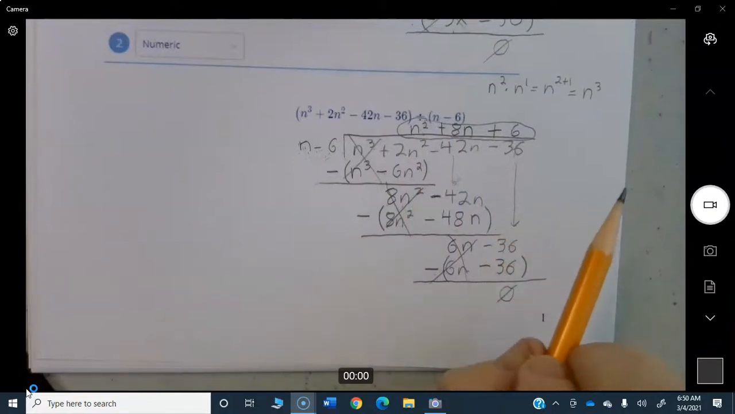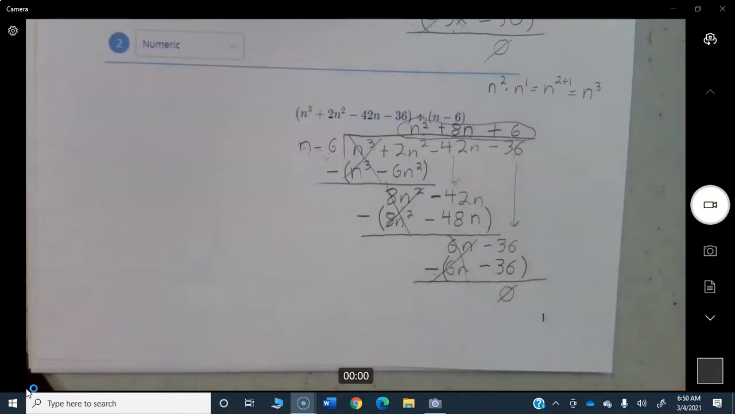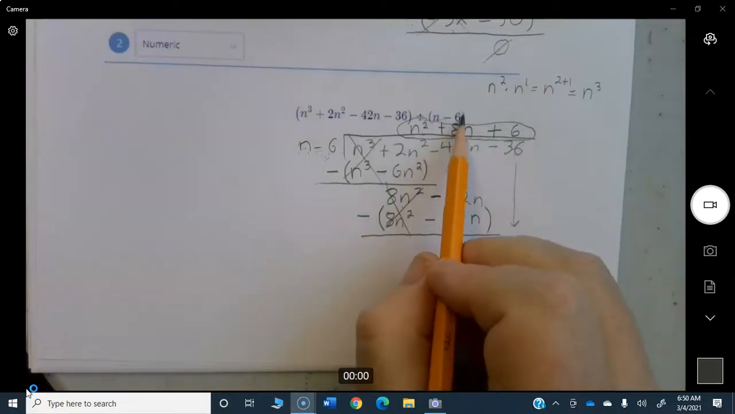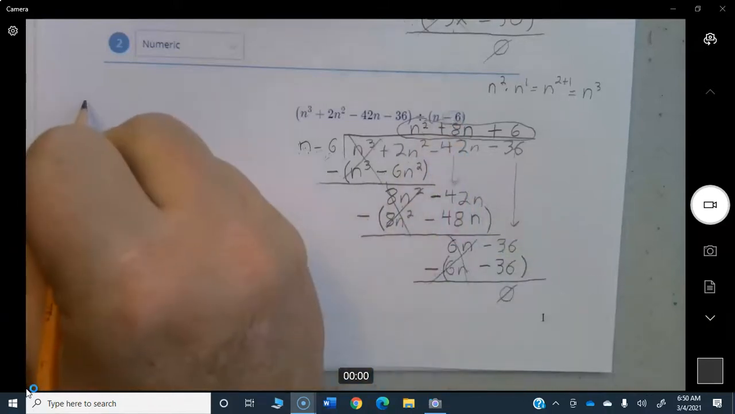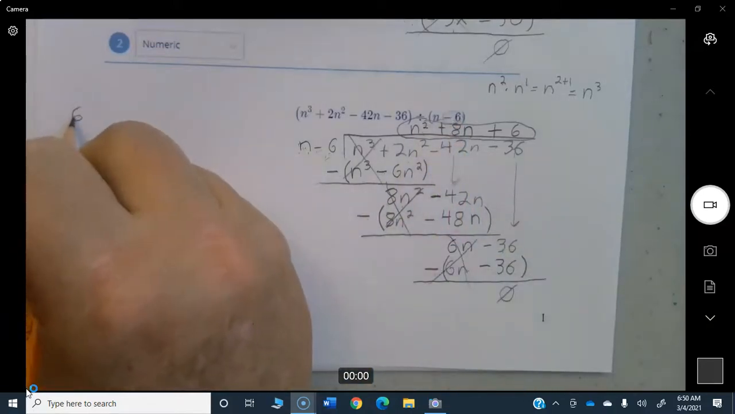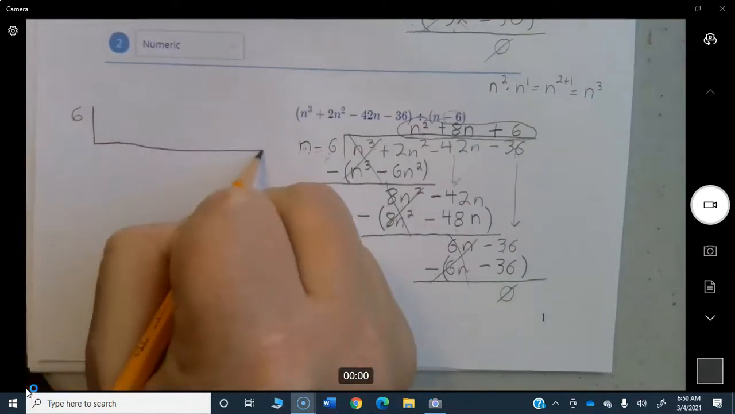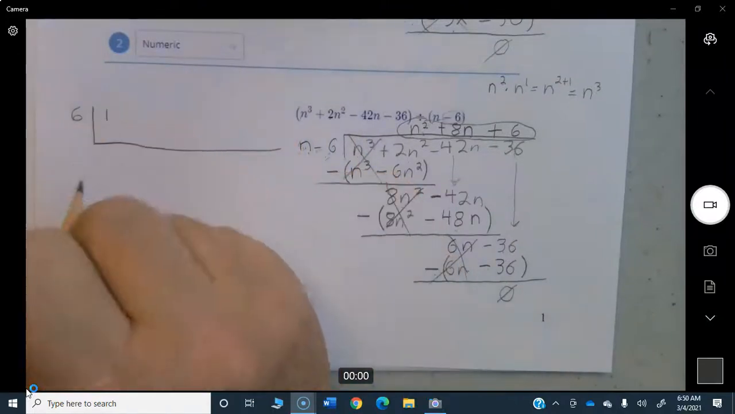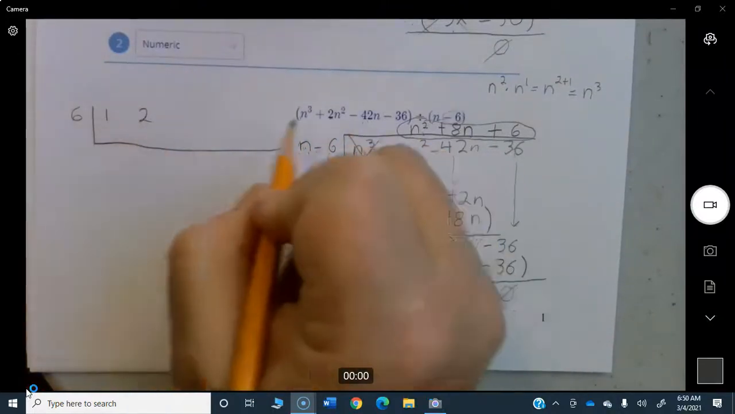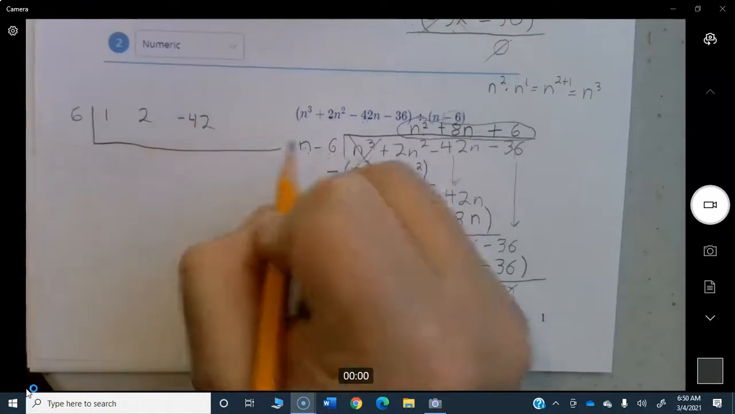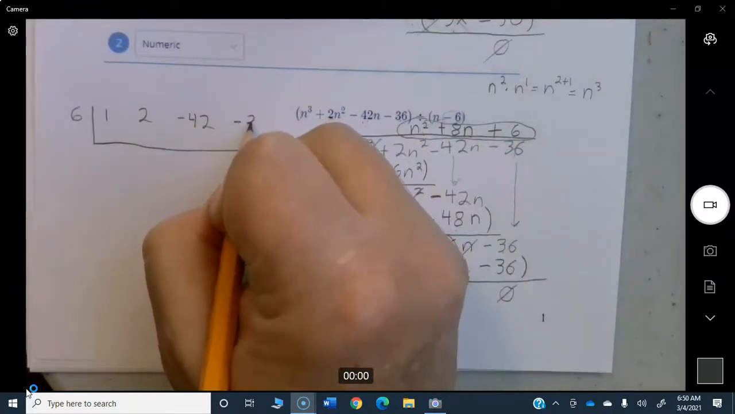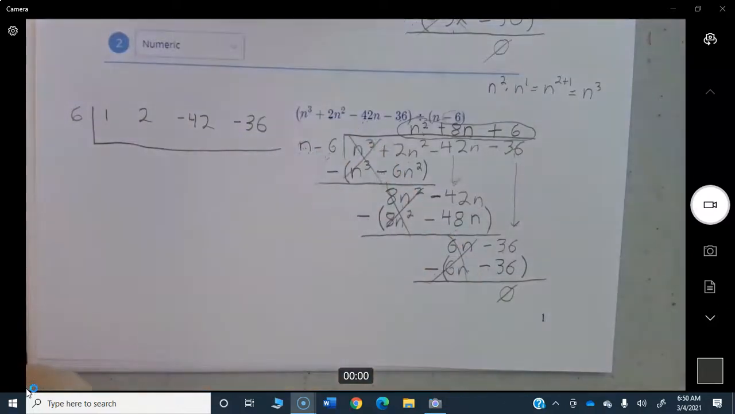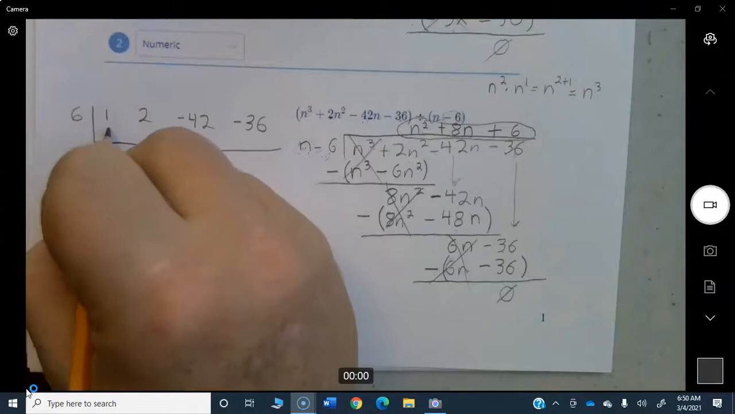Now synthetic. See if you can remember how to do the synthetic. Pause, go ahead and give it a try. Okay, so you're going to take this second number in the divisor, the negative 6, and change the sign and make it positive 6. Draw an upside down division bracket, and then write each of these coefficients over. So that front of the n to the third is a 1, then a 2, then a negative 42, and then a negative 36. There you go. Okay?